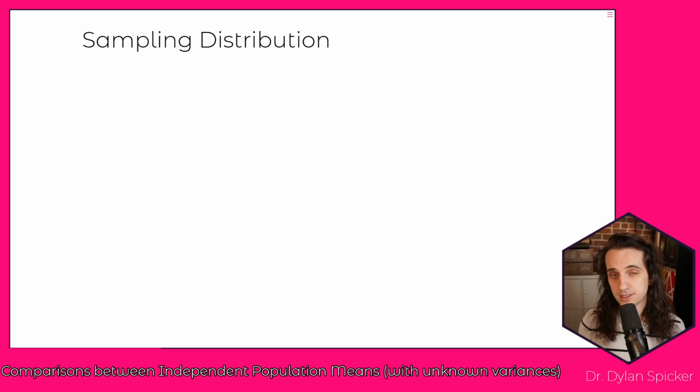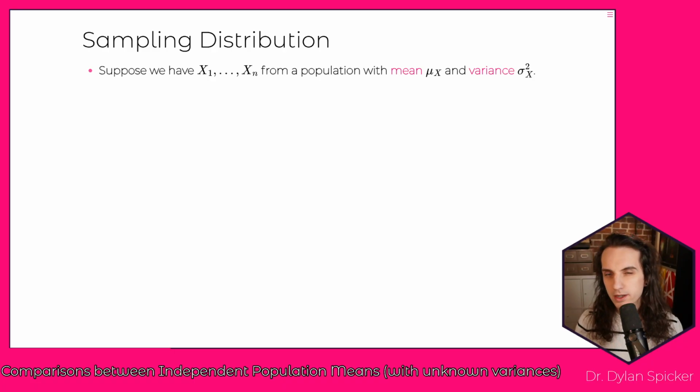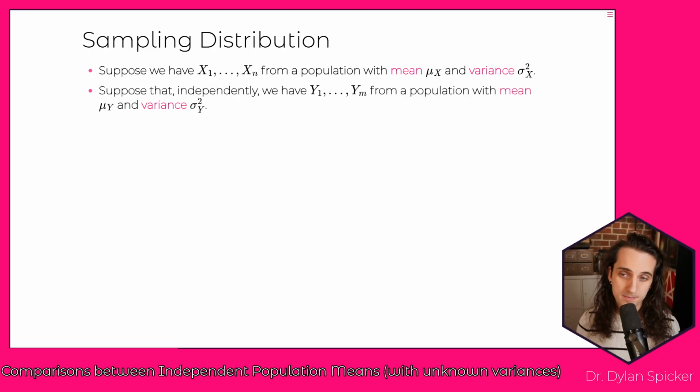So what is the sampling distribution? What is the setup for the question that we're thinking about here? Well, we're going to suppose that we take x1 to xn to be draws from a random population. These are going to have a mean of mu x and a variance of sigma x squared. And so we'll use mu x and sigma x, the subscript x always denoting that it comes from the population distribution of x. Then independently of this, we're going to take y1 through ym to be from a separate population with a mean of mu y and a variance of sigma y squared, right?